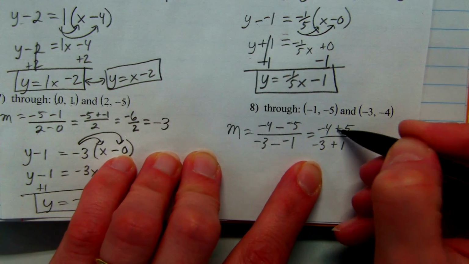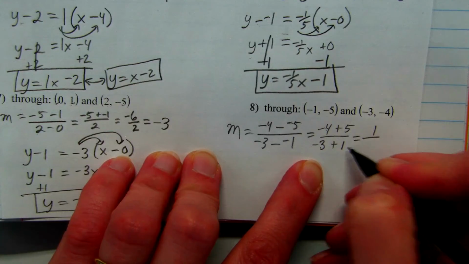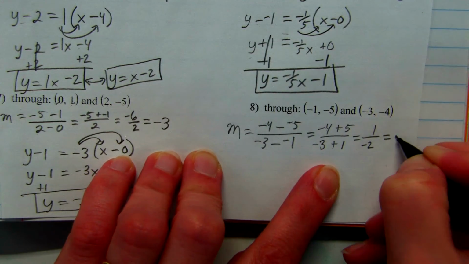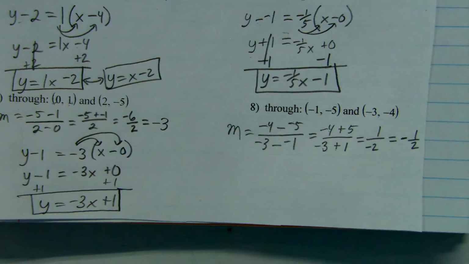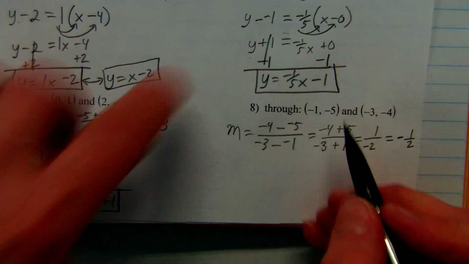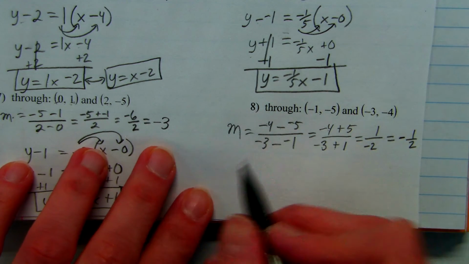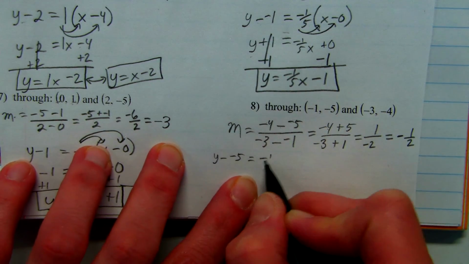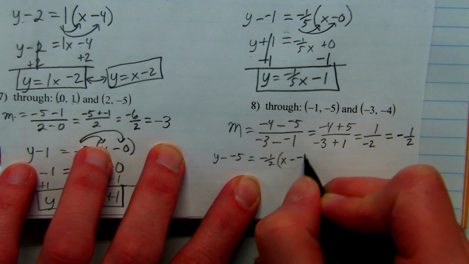So -4 plus 5 is 1. -3 plus 1 is -2. So there's just one negative in there. We're going to keep it as -1/2, and I'm just going to stick the negative in the front of the fraction. There's only one of them, so we can't cancel it out. And then I'm going to use this first point from up here. So I'm going to have y minus -5 equals -1/2 times x minus -1.